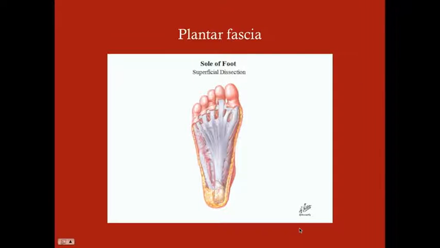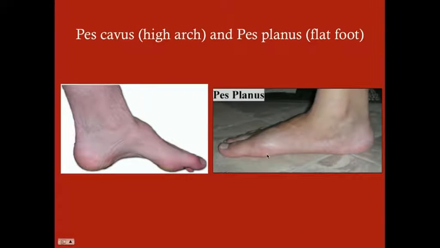And there's your plantar fascia. Okay, and remember what I told you, that a high arched or low arched foot puts you at risk for plantar fasciitis? This is a high arched foot, and this is a low arched foot. And these are just normal anatomic variants.